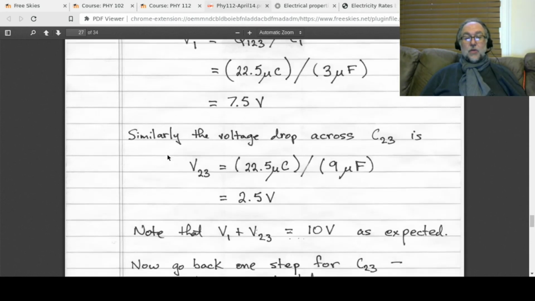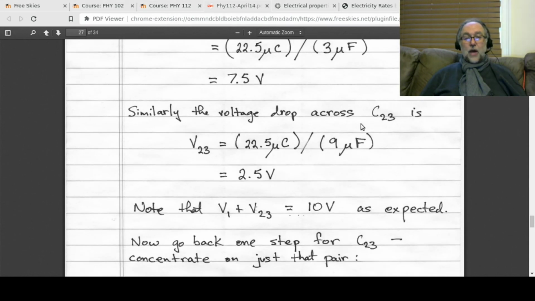Similarly, V23 is going to be the charge accumulated on C23 divided by its capacitance. Remember, the charges on C1 and C23 are the same because they're in series. It's 22.5 microcoulombs. The capacitance is 9 microfarads. The micros just cancel, which makes life easy. So we get 22.5 divided by 9, which is 2.5 volts.